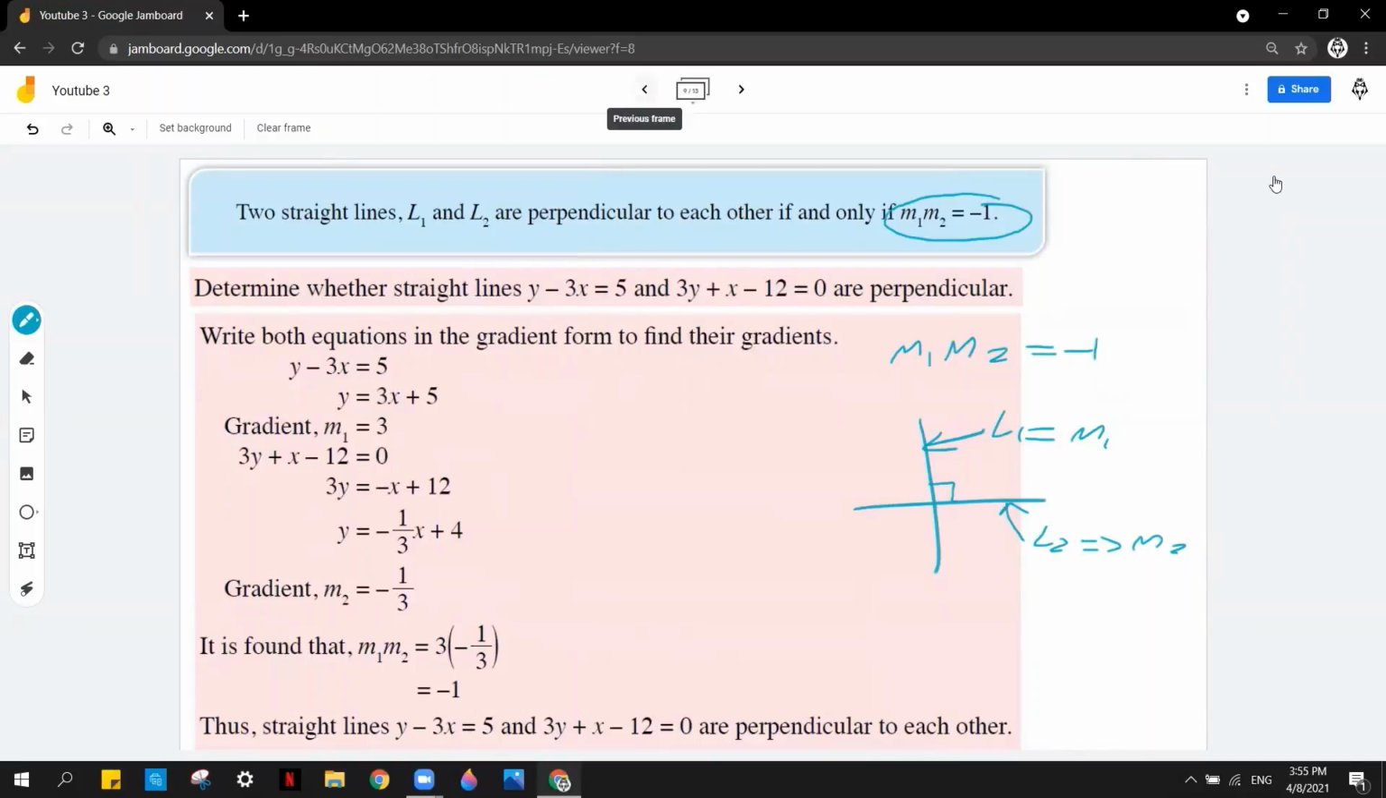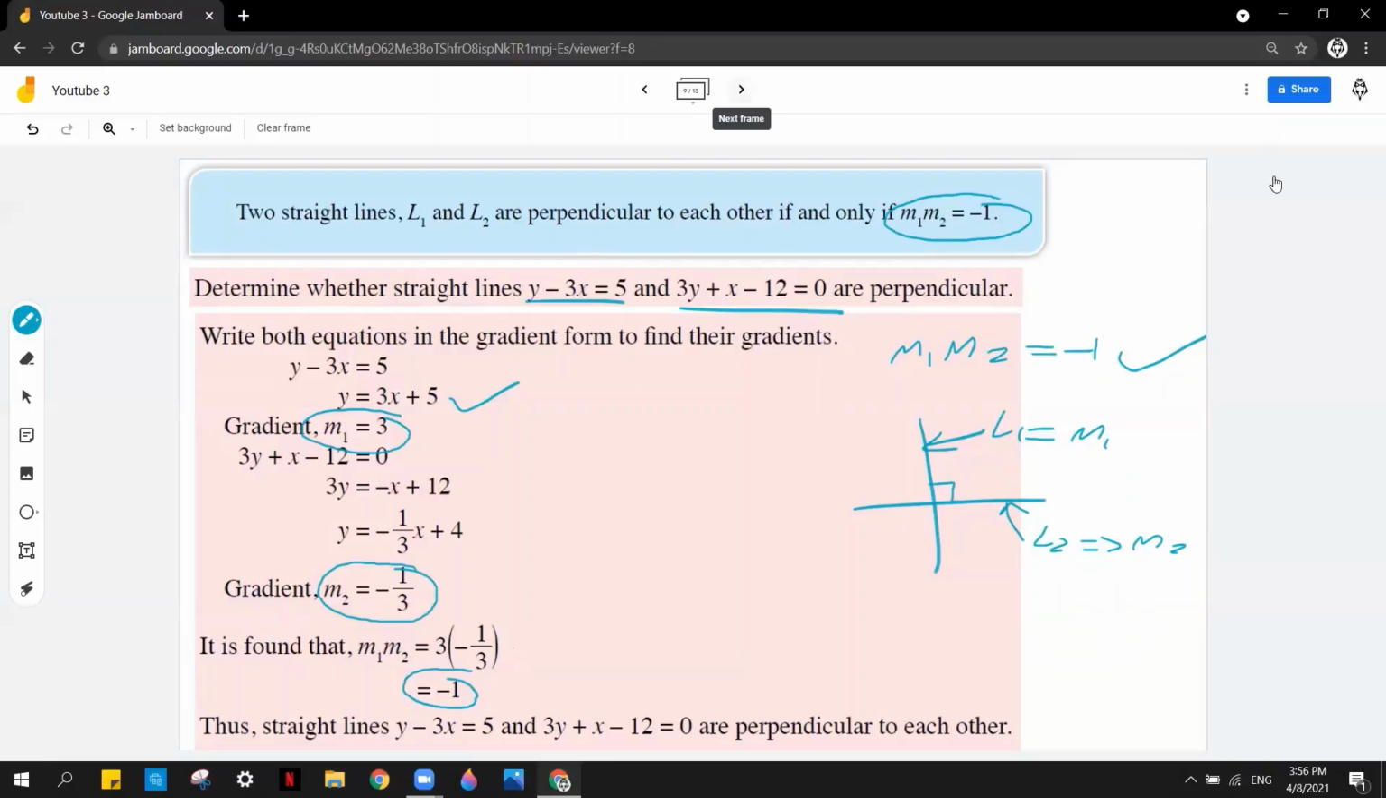Let's look at this equation. Are they perpendicular or not? They have given you two equations, both more or less in gradient form. The first equation is easily arranged, and you get your m1. The second equation just needs some arrangement here and there. You notice m1 here is 3 and m2 here is -1/3. When you multiply them together, you get -1. So yes, they are perpendicular to each other. It's as simple as that.